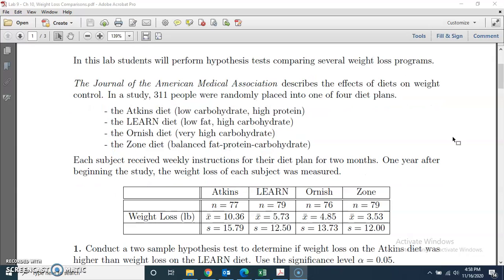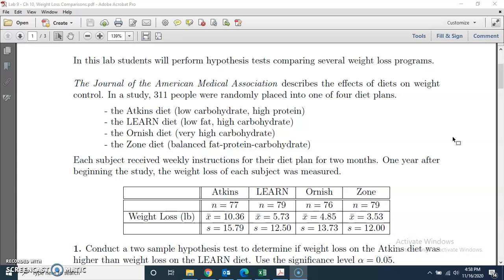And what it's based around are these different diets. So we read there, the Journal of the American Medical Association describes the effects of diet on weight control. In a study, 311 people were randomly placed into one of 4 diet plans, right? Imagine volunteering for this program and they say, okay, you're going to follow the Atkins diet or you're going to follow this other diet. And you have no choice but to follow that to see how much weight you lose.